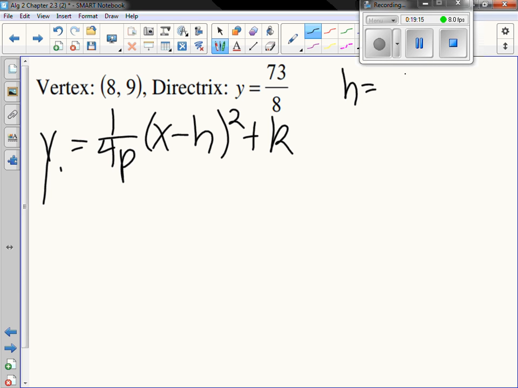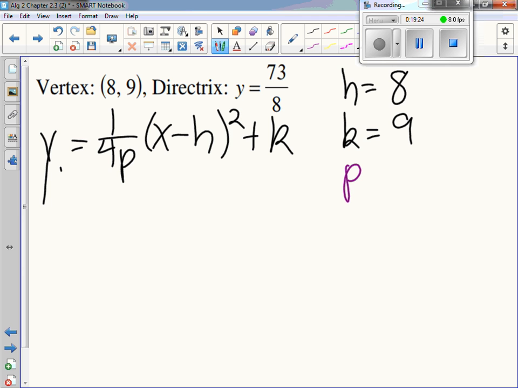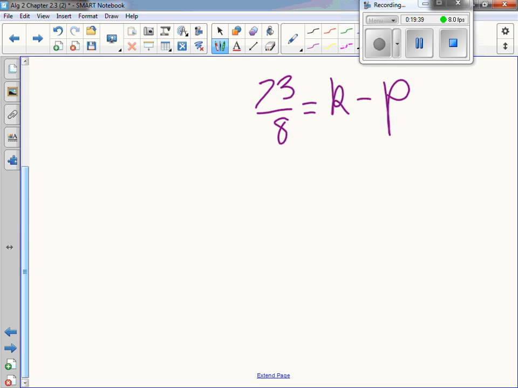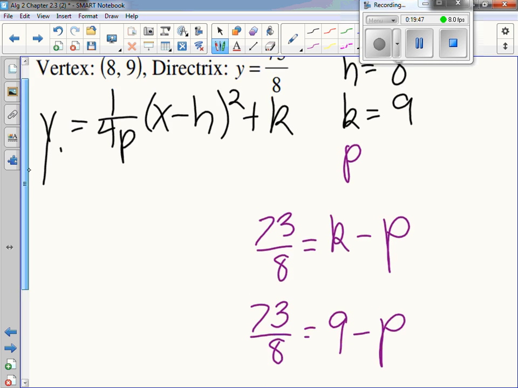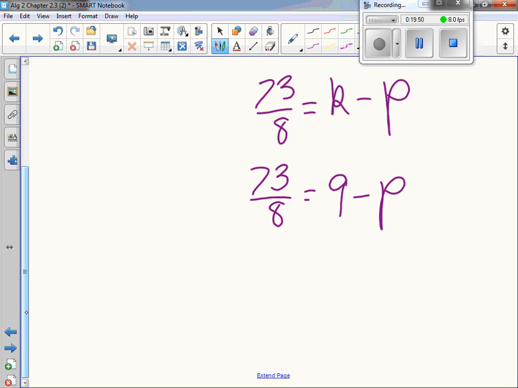H is what? K is, and well, to find P, we need to solve for what? 73 over 8 is equal to K minus P. We said the value of K was, so what do we need to do next? We need to subtract 9 from both sides. We need to get the value of P by itself.